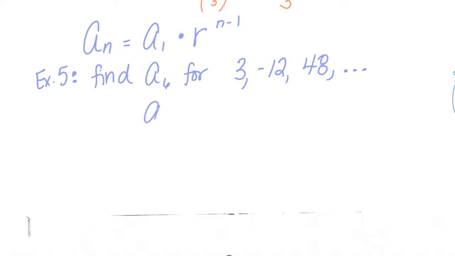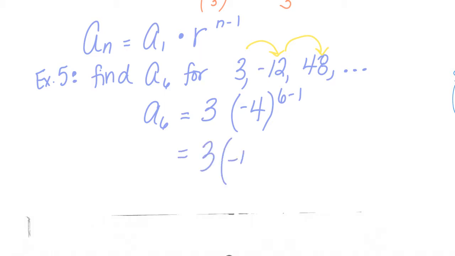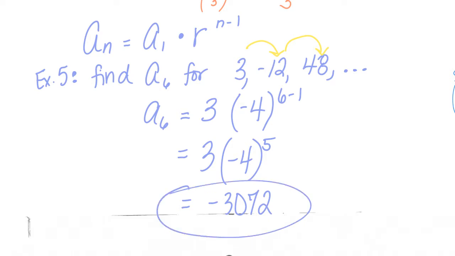So we are looking for the 6th term. My first term is 3. So what are we doing to this to get to negative 12, to get to positive 48? We are multiplying by the common ratio of negative 4. And remember, we're finding the 6th term, so 6 minus 1. Again, I would just put this all in your calculator. And the answer is negative 3,072.